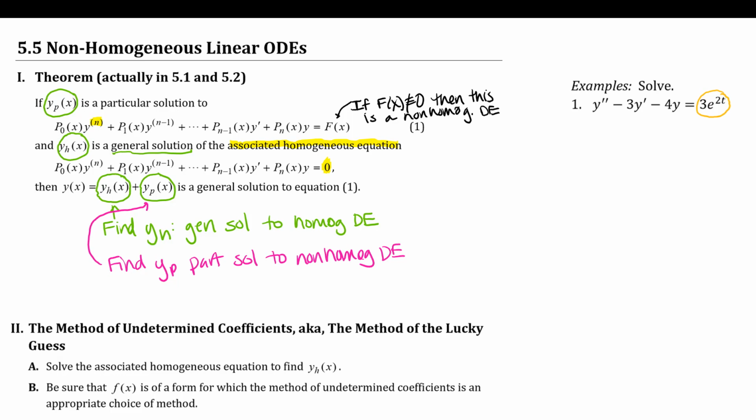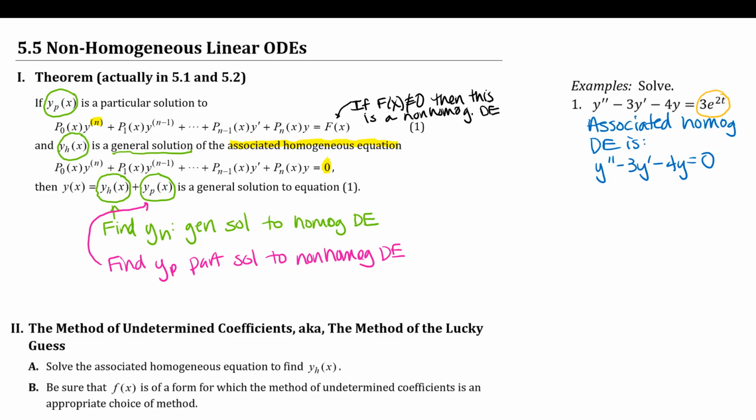Alright, so if we look at the example over on the other side here, for this particular example, the associated homogeneous differential equation would be y double prime minus 3y prime minus 4y equals 0. And we already know how to solve that. That happens to be a second order linear ordinary differential equation with constant coefficients. So we can write the characteristic polynomial and solve it that way. So that one's pretty easy to find the yh for. Those are basically the only kind we've learned how to solve so far, those constant coefficient linear ordinary differential equations. But we will later learn how to solve some that are not constant coefficient, but that would be how we would find the yh. And then we have to find the yp.